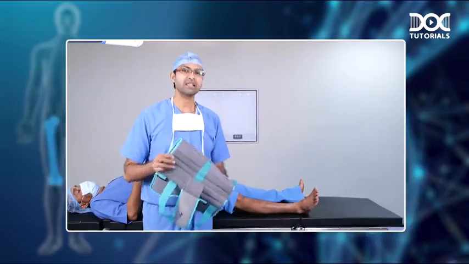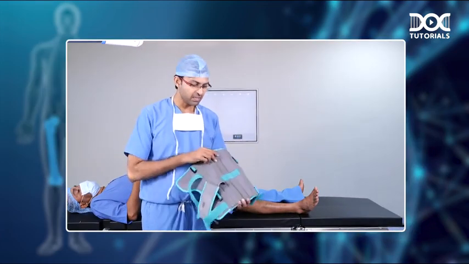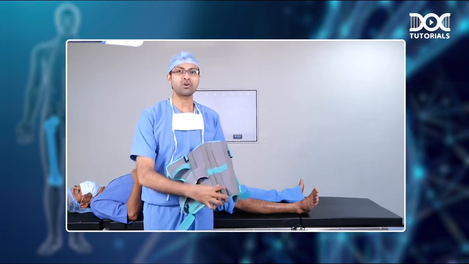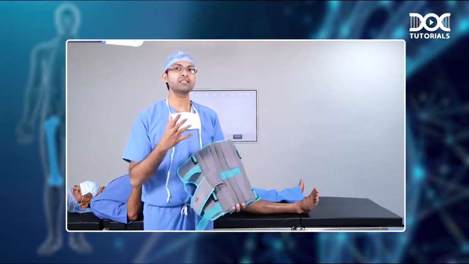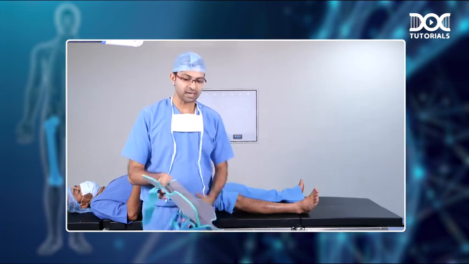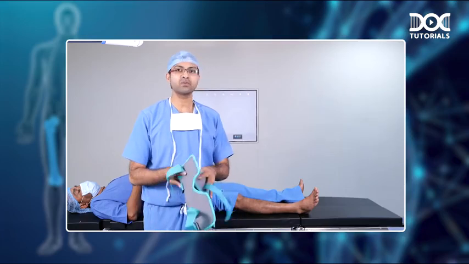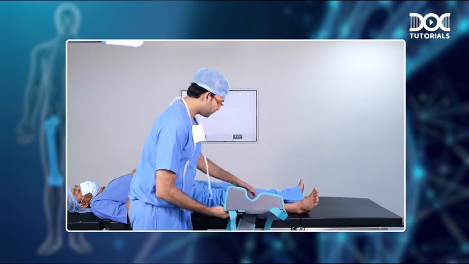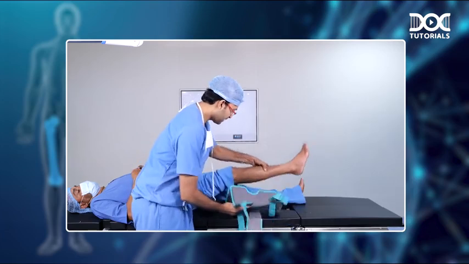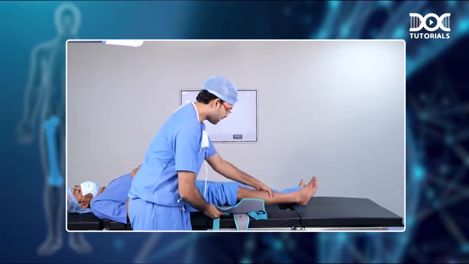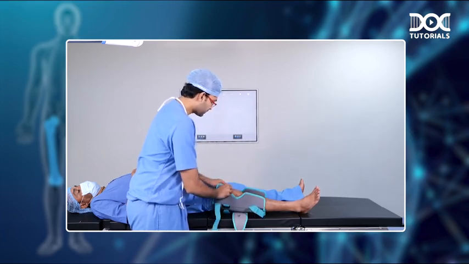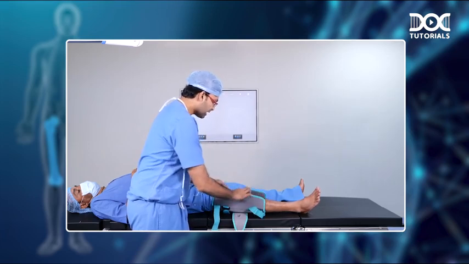How do you apply this? Again, this is a very easy method. See, on the posterior aspect of the splint, you have two metal rods which are designed to prevent the knee from flexing. And on the anterior aspect, there are two flaps to go around the knee. So you can just ask the patient to lift the leg and you keep the splint behind the knee and make sure that the patella is here.